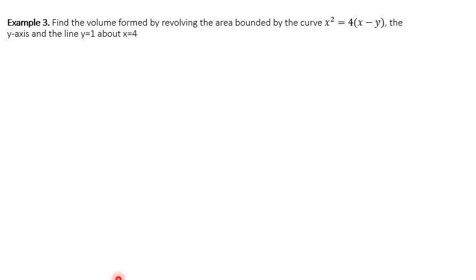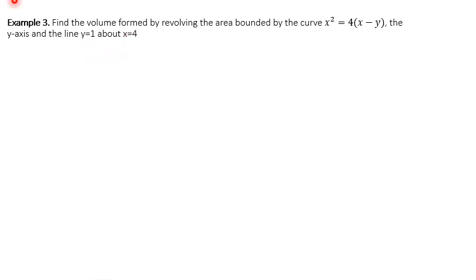For this example, it's similar to your previous example, example 2, but we will rotate the area bounded by the curve, the y-axis, and the line y equals 1 about x equals 4. We need to find the volume formed by revolving the area bounded by the curve x squared equals 4 times (x minus y), the y-axis, and the line y equals 1 about x equals 4.